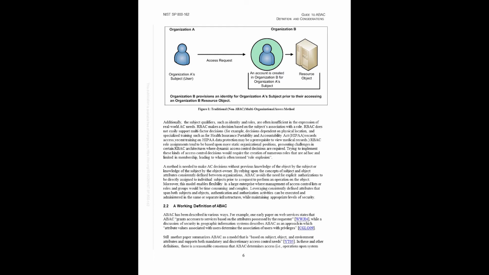A method is needed to make AC decisions without previous knowledge of the object by the subject or knowledge of the subject by the object owner. By relying upon the concepts of subject and object attributes consistently defined between organizations, ABAC avoids the need for explicit authorizations to be directly assigned to individual subjects prior to a request to perform an operation on the object.